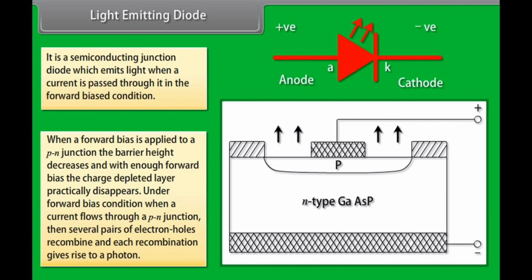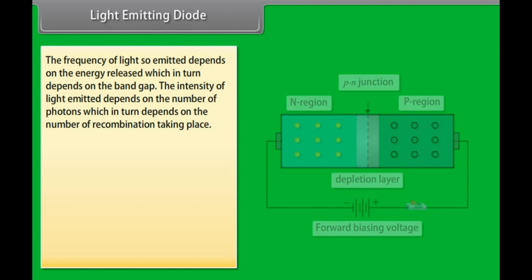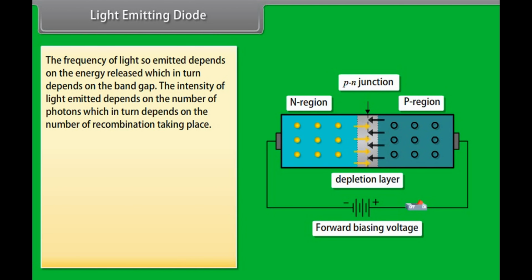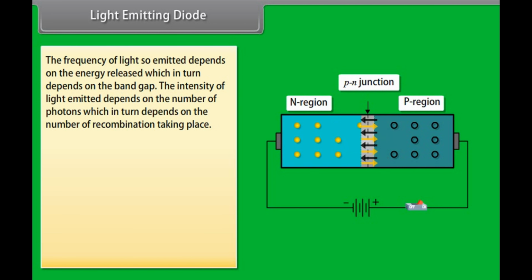Under forward bias condition, when a current flows through a p-n junction, several electron-hole pairs recombine and each recombination gives rise to a photon. The frequency of light so emitted depends on the energy released, which in turn depends on the band gap. The intensity of light emitted depends on the number of photons, which in turn depends on the number of recombinations taking place.